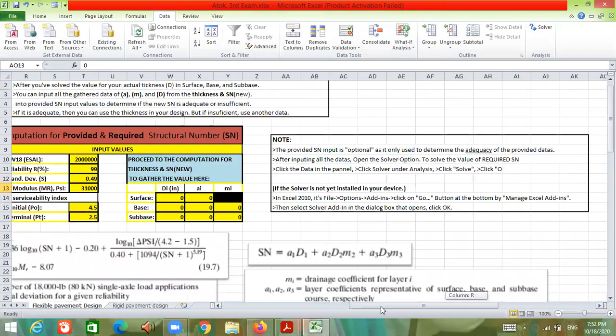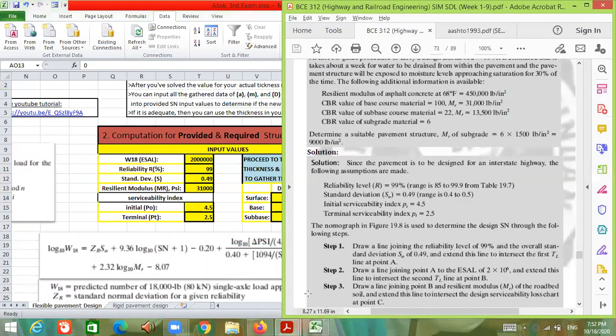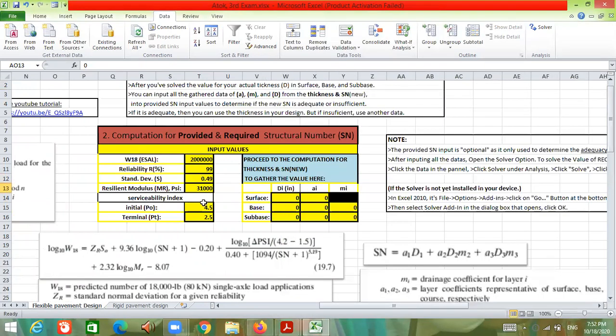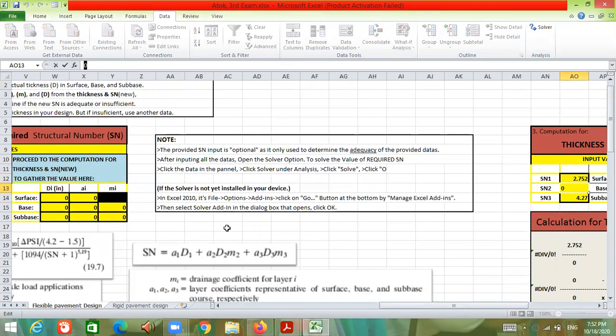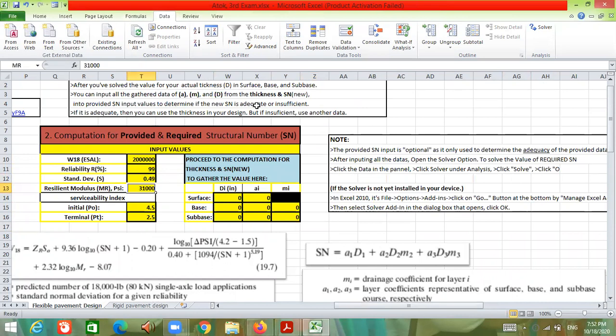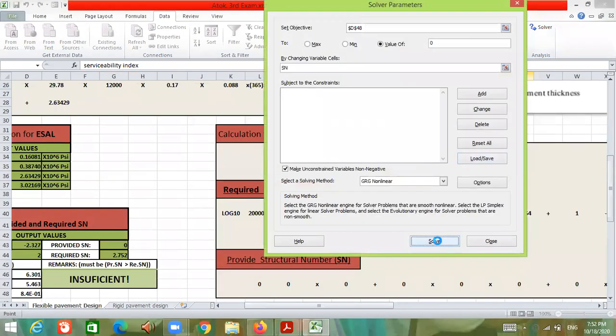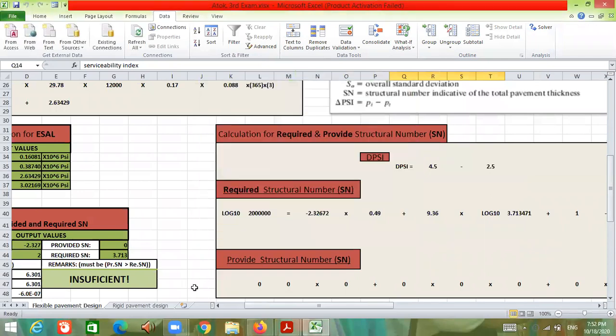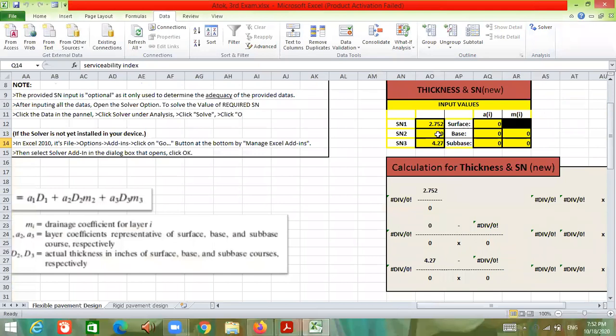And as we continue, next we change the resilient modulus for our CBR value of sub-base course material of 13,500. In our required structural number, we are just going to change it into 13,500. And shift solve again, or the solver again. And there you go. You have the value of 3.713 as our second structural number.